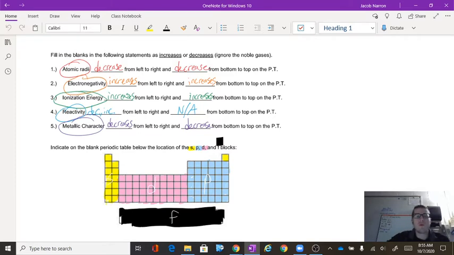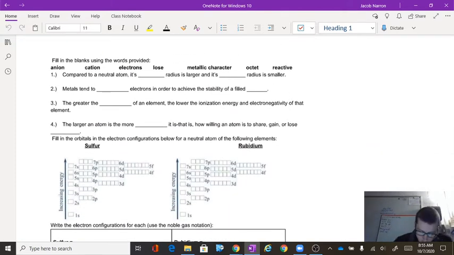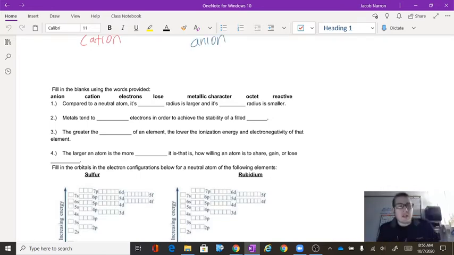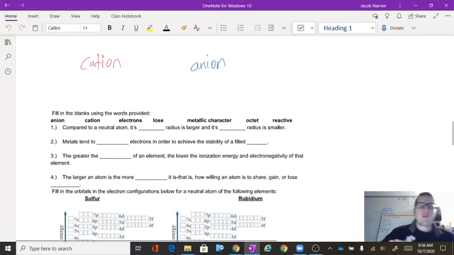Okay, let's move on. Fill in the blanks. Oh boy, I love fill in the blank. Not really. Compared to a neutral atom... Oh, I see. So you've got to remember we have cations and anions. This is something that's worth going over again. We've got a cation. We're also going to have an anion, which I like to joke and call it cation and anion. But your cation has that T in it.